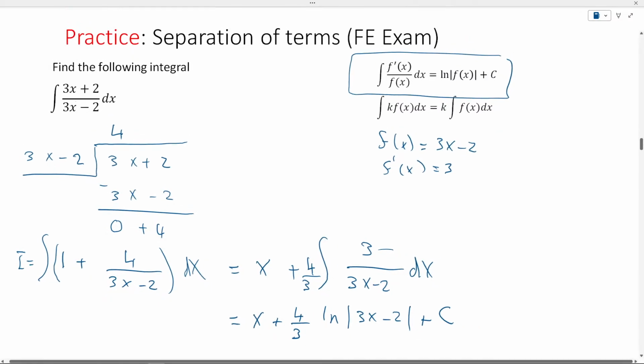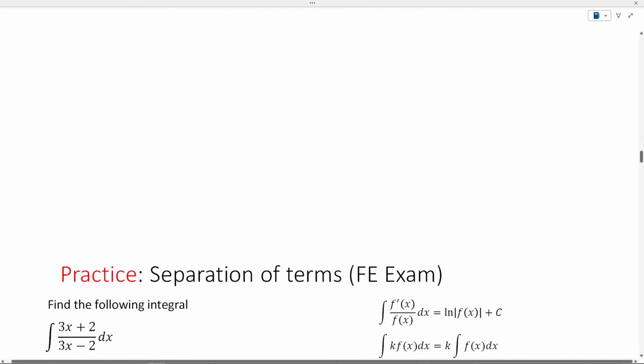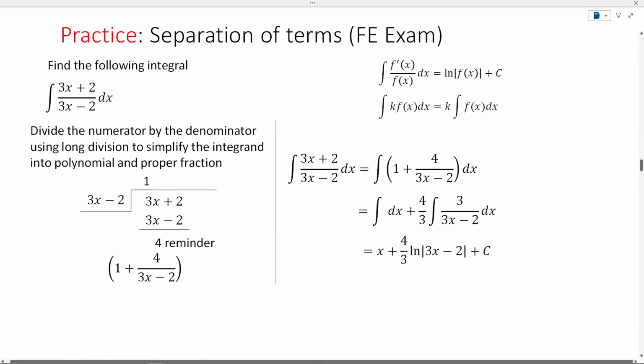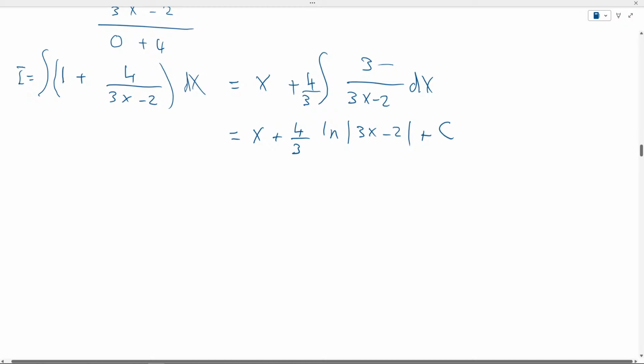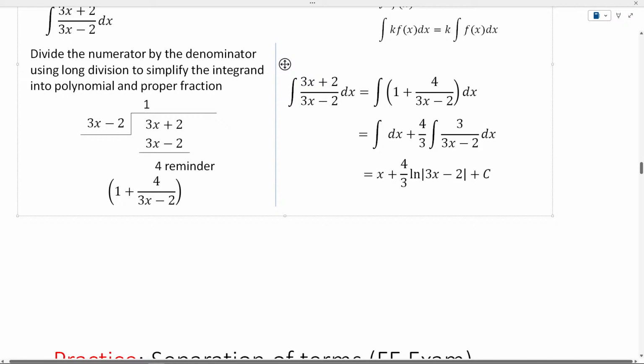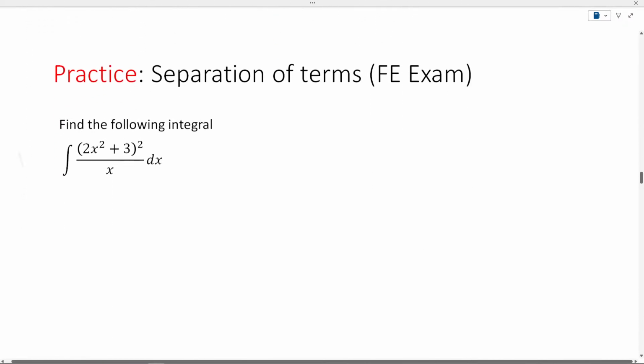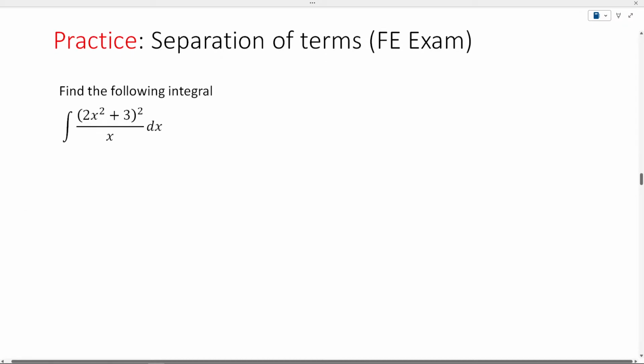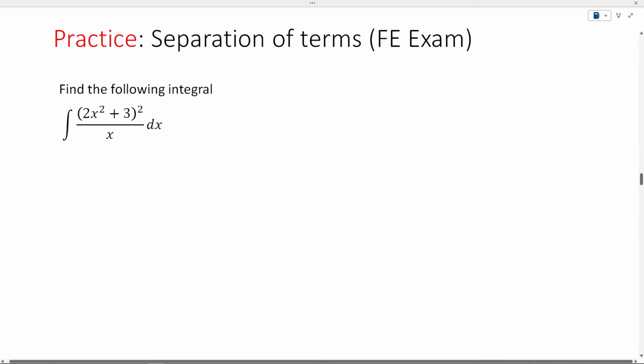Okay, let's do one more, so that I have something similar. Here I got 4 over 3, ln of 3x minus 2, something similar. Okay, let's do this one. This is also separation of terms, but not with long division, with something else. So what can we do here for this? We can just expand the numerator.